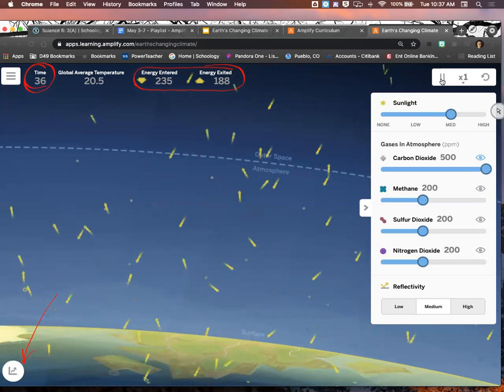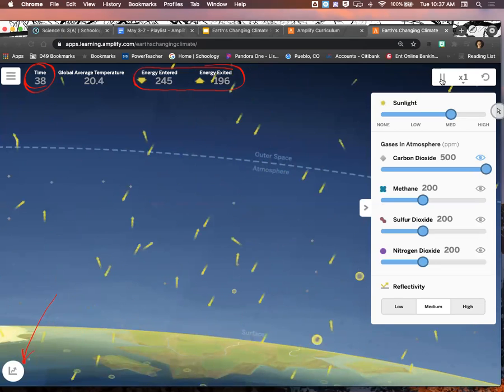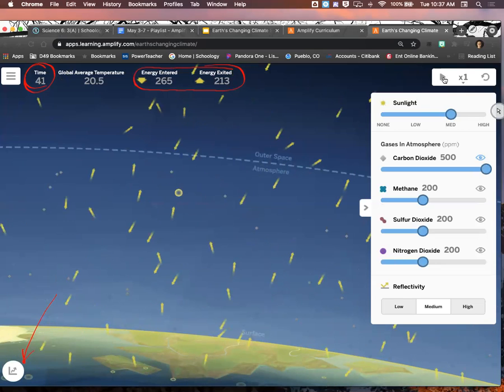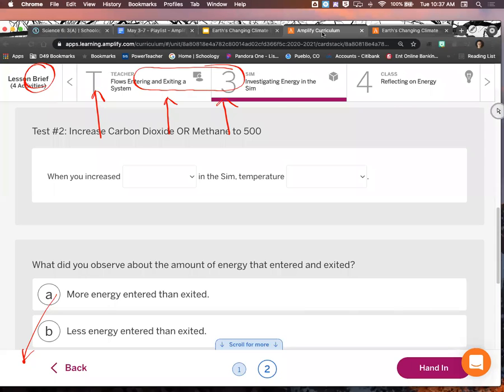We're almost up to 40, and I look at the energy entered and exited, and I see that we have at least 50 more units of energy entering than exiting. And this is definitely a rise in the temperature. So let's go back and get that information. When we increased carbon dioxide in the sim, the temperature definitely increased and more energy entered than exited.